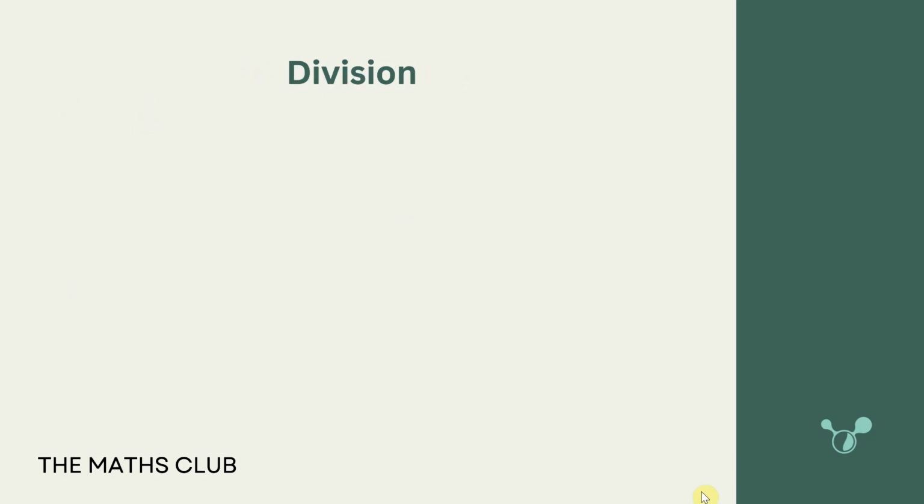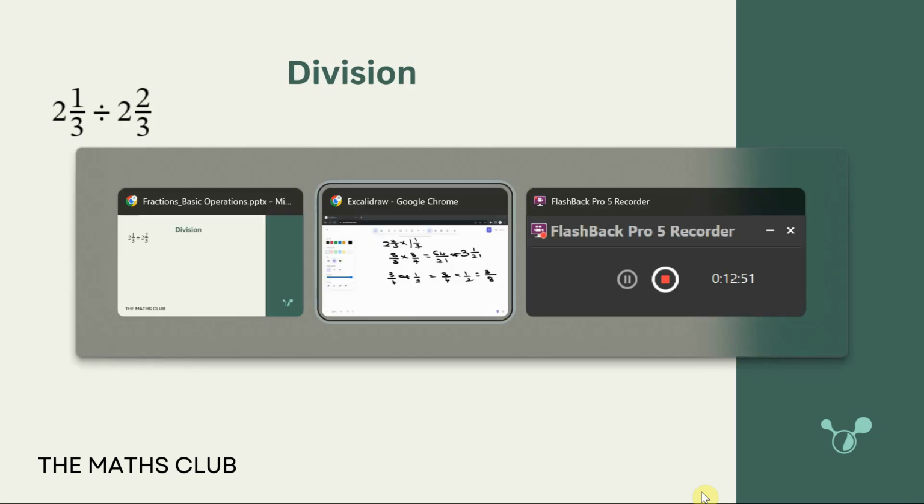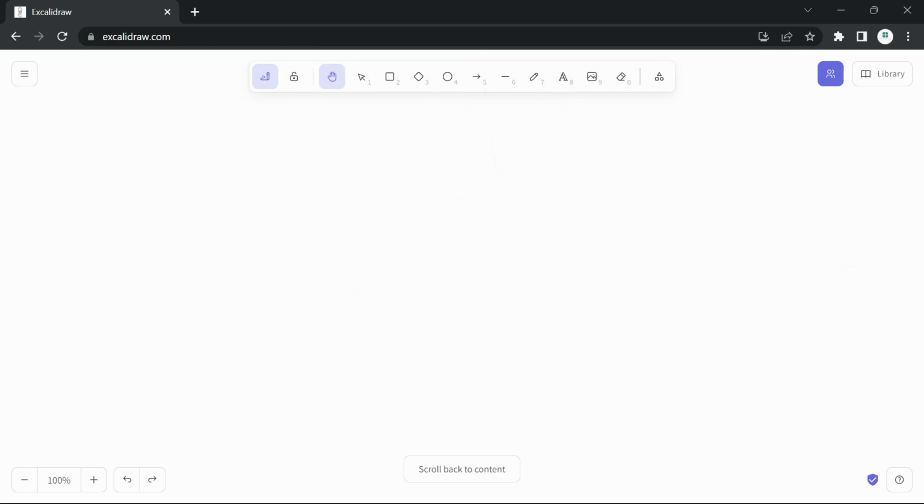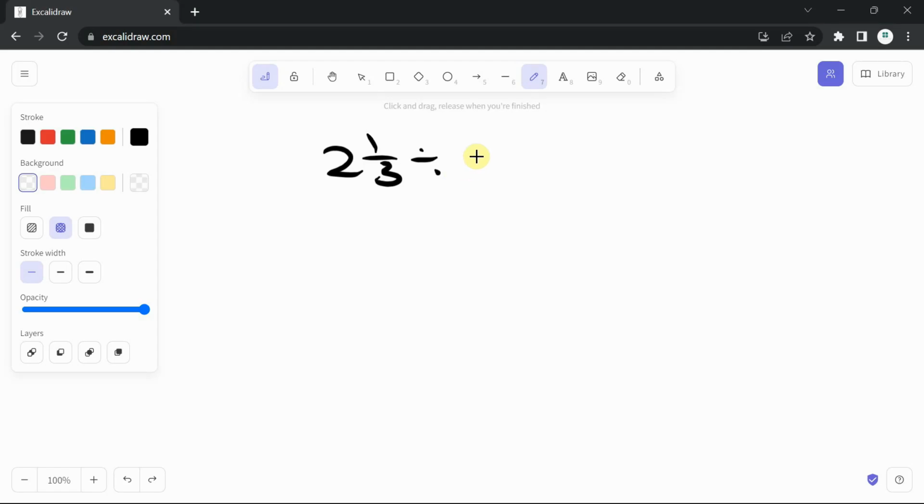Great. Let's move over to division now. So division, what happens when we want to divide? Let's look at an example. This example says 2 whole number 1 over 3 divided by 2 whole number 2 over 3. First things first, we convert this to an improper fraction, right? So that'll be 7 over 3 divided by, if I convert this to an improper fraction, 8 over 3, right?